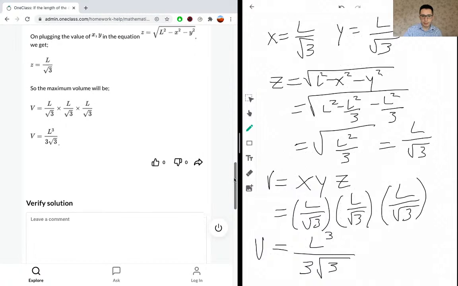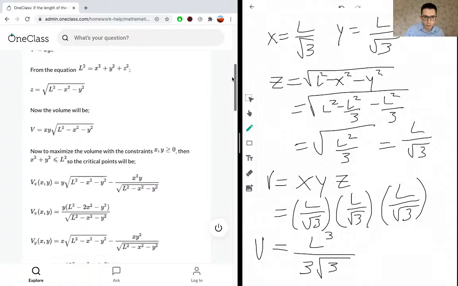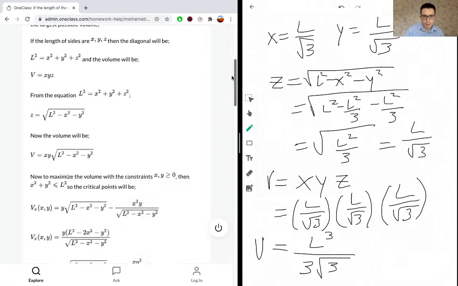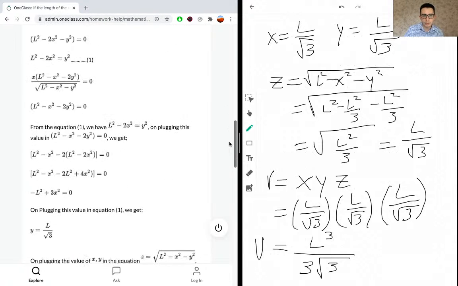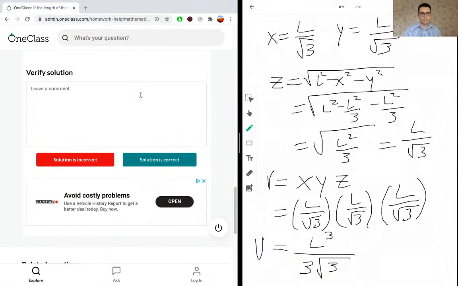So we followed the same format as the solution presented. This solution is correct, and it follows the correct way to find the maximum volume. Great job. Solution is correct.